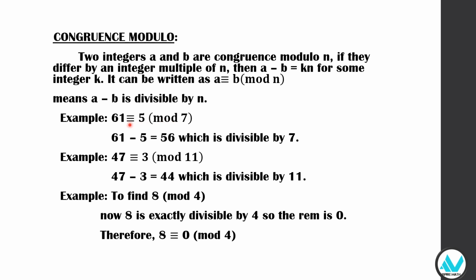Now here let me take the example 61 is congruent to 5 mod 7. Here 61 minus 5 is nothing but 56. Of course 56 is divisible by 7. Again 47 is congruent to 3 mod 11 implies 47 minus 3 equals 44, which is divisible by 11. Now to find 8 mod 4, you know that 8 is exactly divisible by 4 and the remainder is 0. Therefore 8 is congruent to 0 mod 4.